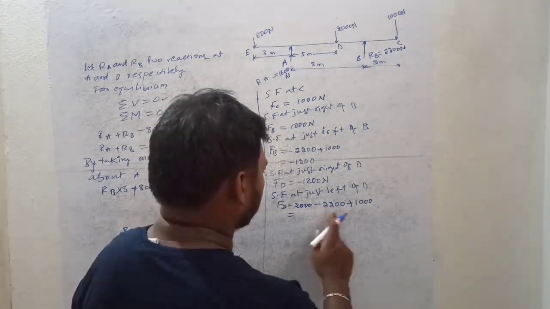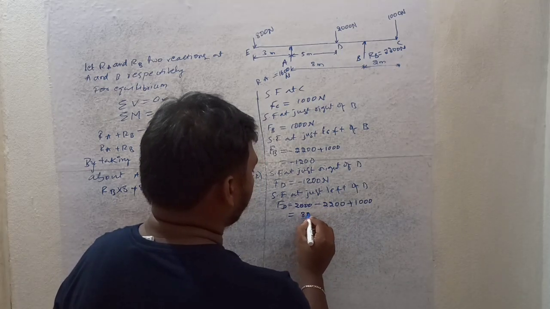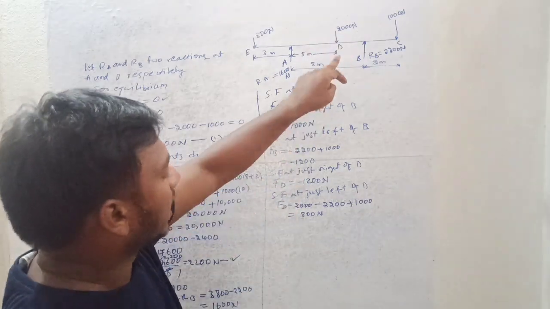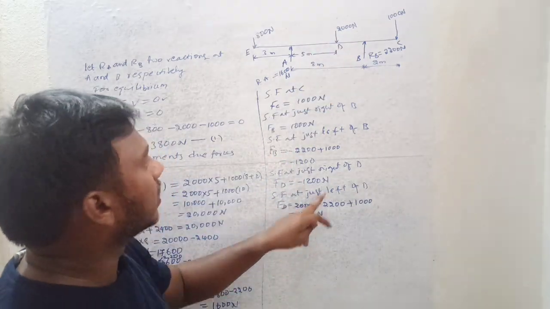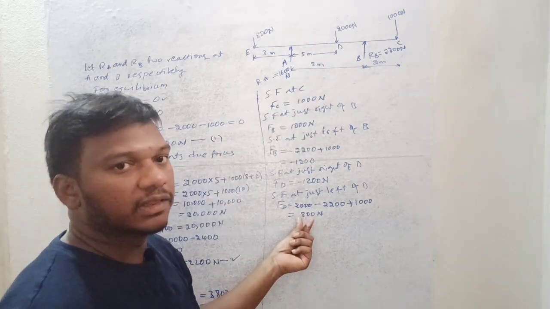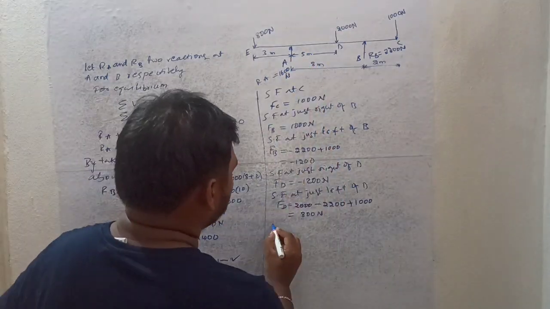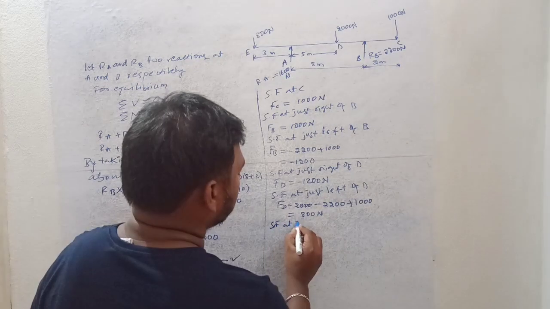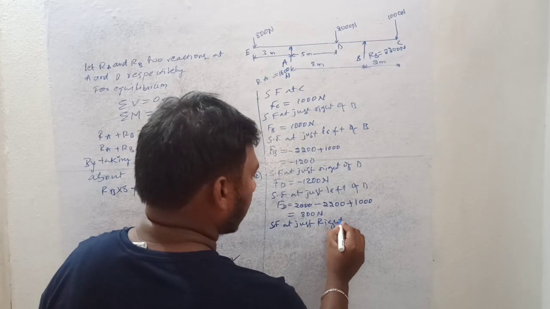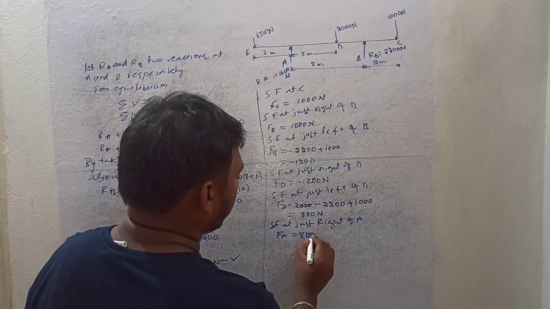2000 and 1000, 3000 minus 2200, it is 800. Plus 800 newtons is the shear force just left of D, and this shear force of 800 newtons will be constant from D to A. Why? Because it is not dependent on the length, right? So this one will be constant up to A, and at just right of A, you will get F suffix A equal to 800 newtons only.